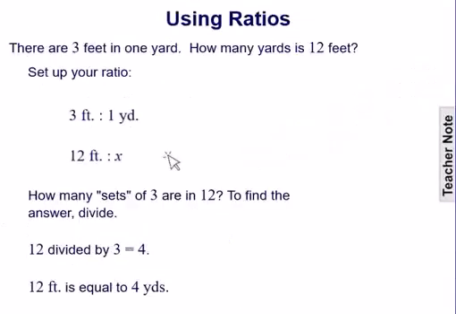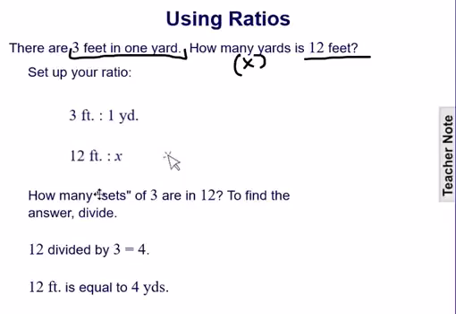Here's another example. There are 3 feet in 1 yard. How many yards are in 12 feet? So setting up our ratio, the first thing we're given is there are 3 feet in 1 yard. So that's where we're getting 3 feet to 1 yard, that ratio. Now we want how many yards, so that'll be our variable x, in 12 feet. So 12 feet we're lining up with 3 feet, and our unknown is matching up with the 1 yard.